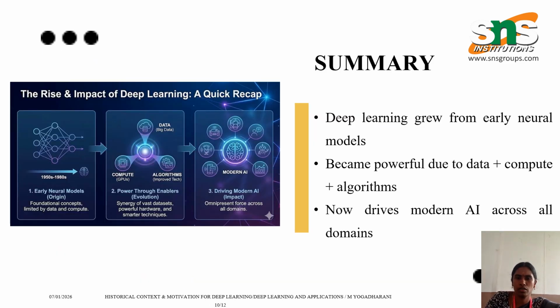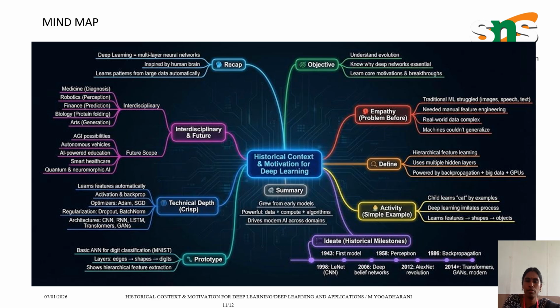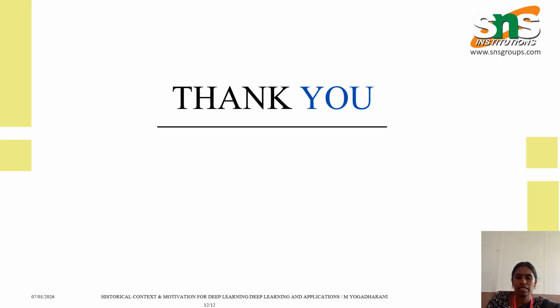Then the summary part. To summarize, deep learning evolved from early neural network models, and it became powerful due to large data, faster computers, and better algorithms. Today it forms the backbone of modern AI. So this is the brief mind map of deep learning, its history, and how it evolved. In conclusion, this topic gives you a strong foundation. In upcoming classes, I will slowly move into models and practical implementations. For now, focus on understanding concepts.